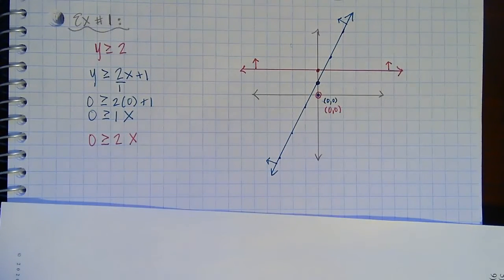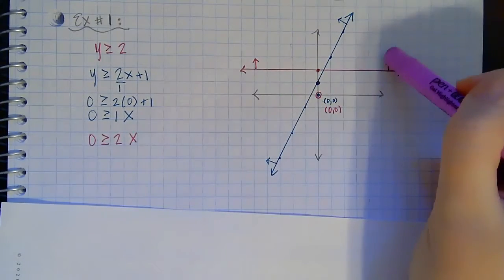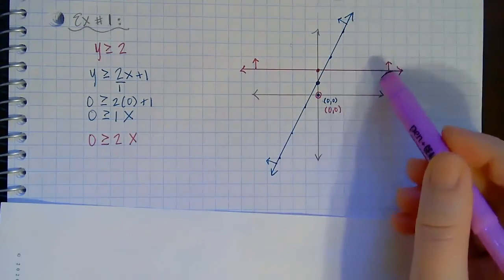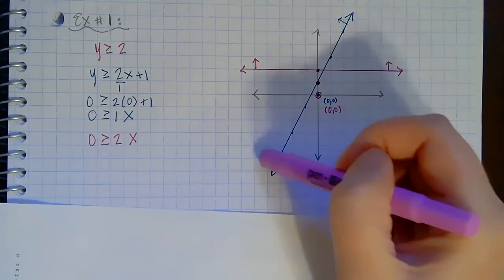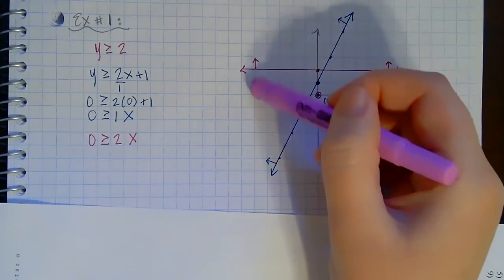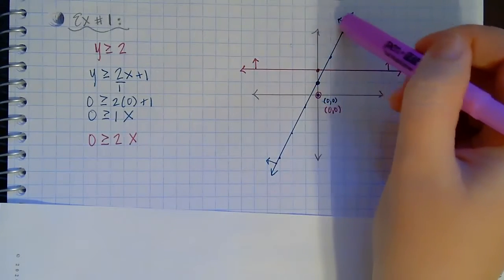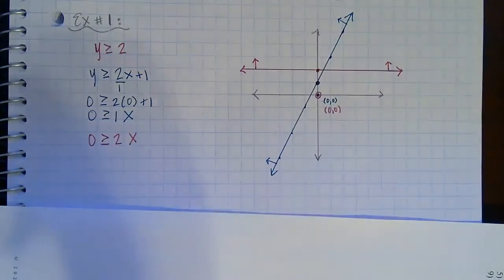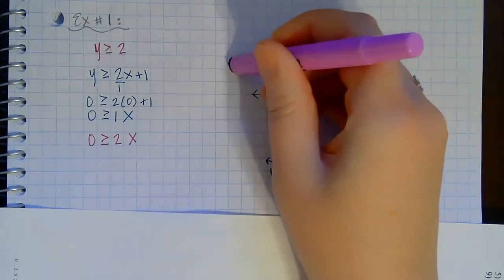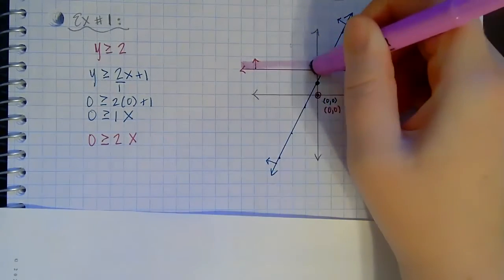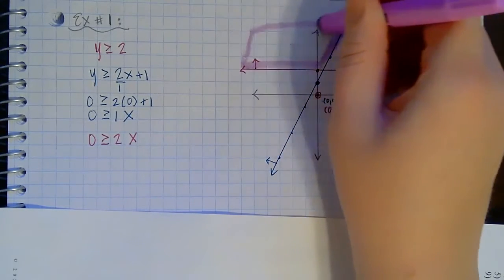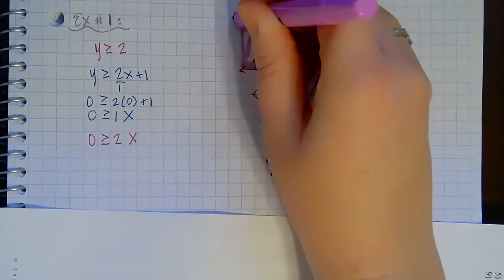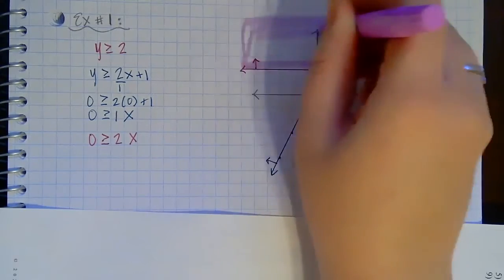Now you have to look for the region that has the arrows pointing inward. Here there's one arrow pointing inward, but not over here. This region down here, neither of them are pointing inward. This one, the blue one's pointing inward, but the purple one's not. This one, see, the blue one's pointing inward, and so is the purple one. So it's always going to be kind of like a triangular region. This region right here is going to be our solution region.